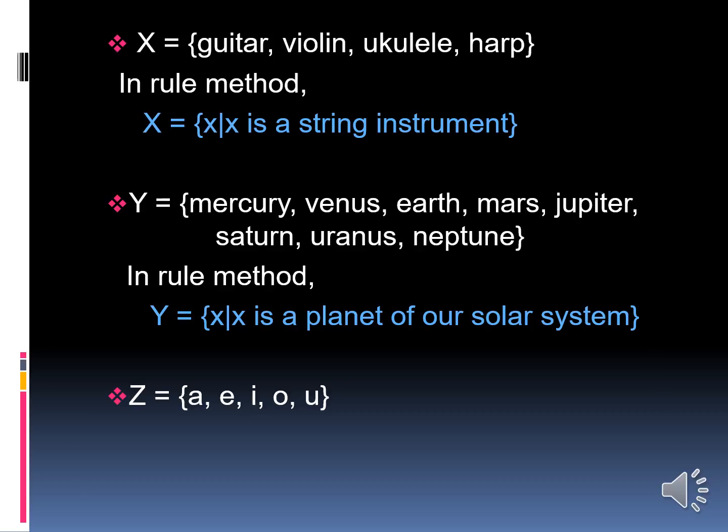And Z, which has the elements A, E, I, O, U, by rule method, we write it as Z is a set of all x such that x is a vowel letter.